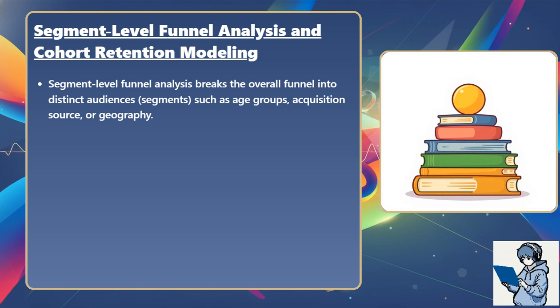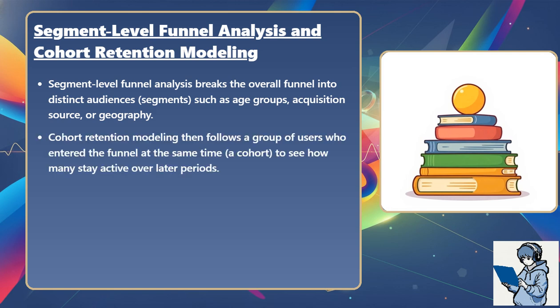Segment-level funnel analysis breaks the overall funnel into distinct audience segments, such as age groups, acquisition source, or geography. Cohort retention modeling then follows a group of users who entered the funnel at the same time, a cohort, to see how many stay active over later periods. Cohort table example, monthly cohorts for an app.